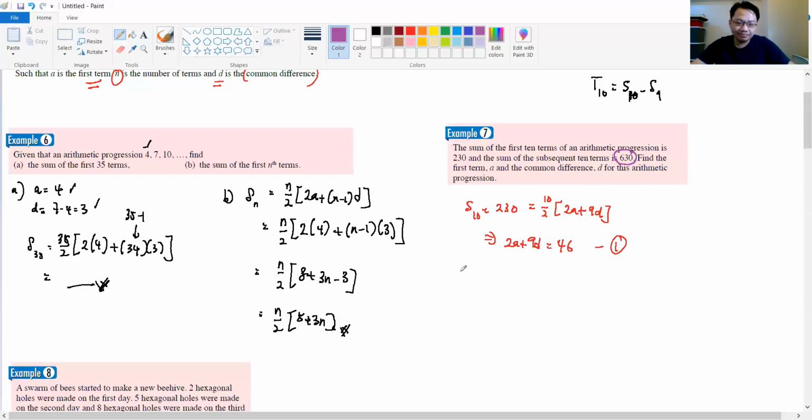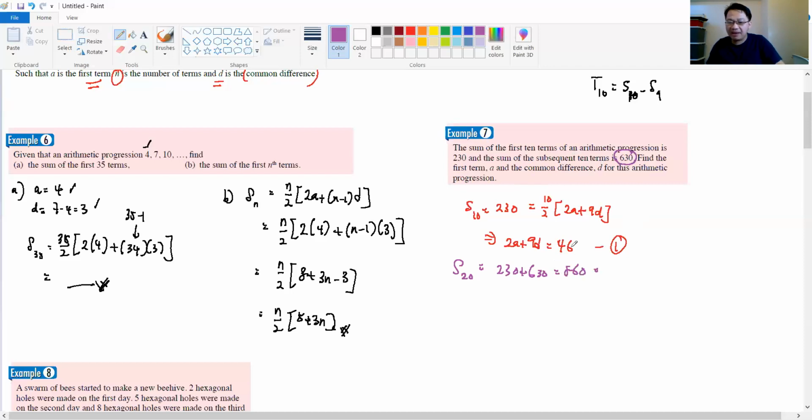That means we know the sequence has 20 terms: the first 10 terms and the subsequent 10 terms. So the total is S20 here. To find S20, it is S10, the first 10, plus the sum of the next subsequent 10. So that equals 230 plus 630. Then we get 860. This one should be 860.